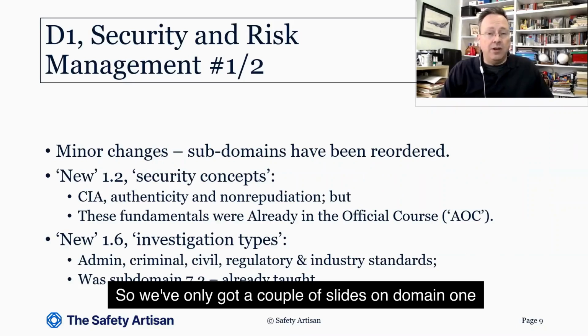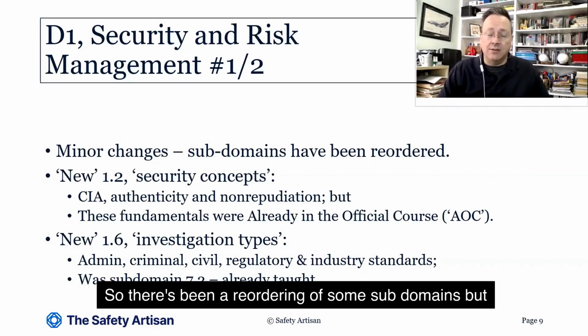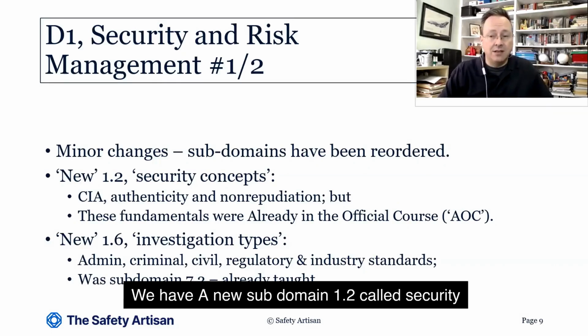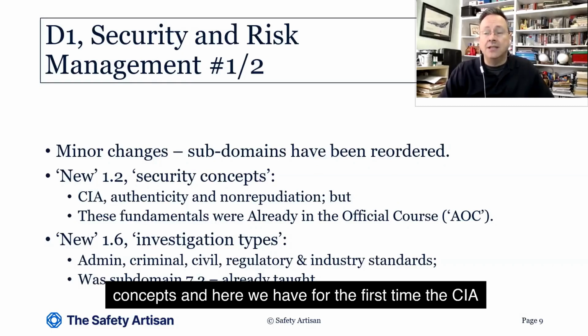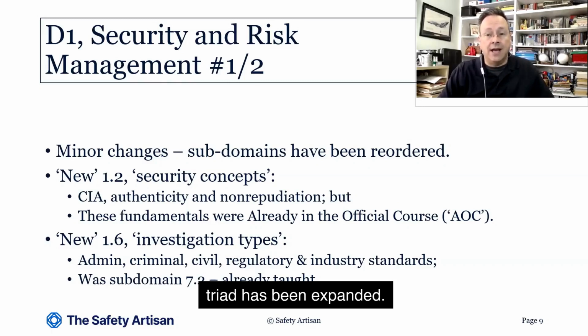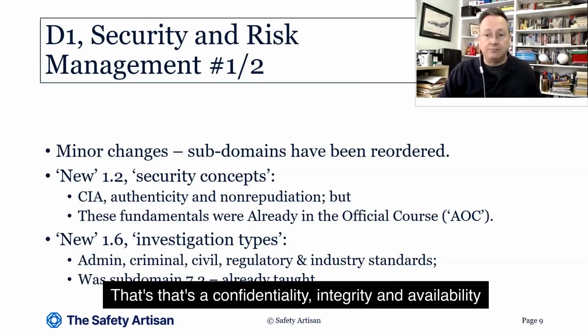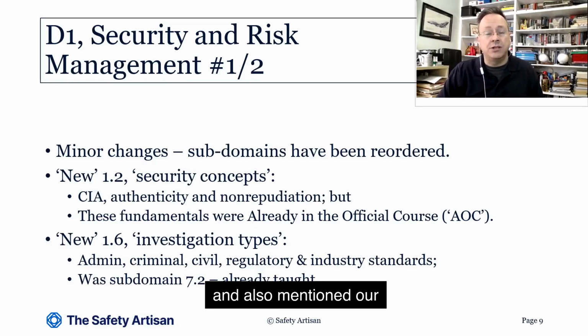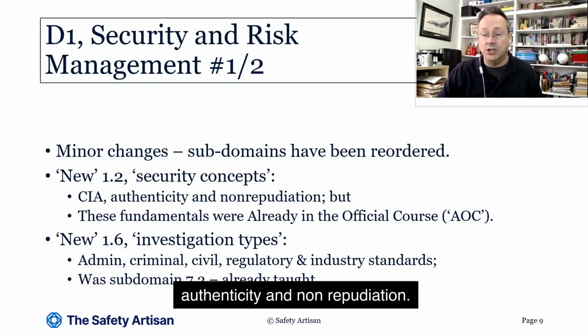So we've only got a couple of slides on Domain 1 because they are minor changes. There's been a reordering of some subdomains, but that doesn't really make any difference to the content. We have a new subdomain 1.2 called security concepts. And here, for the first time, the CIA triad has been expanded. That's confidentiality, integrity and availability, and also mentioned are authenticity and non-repudiation.